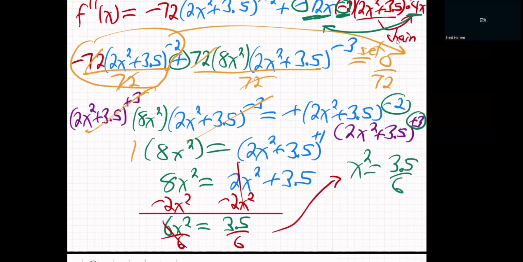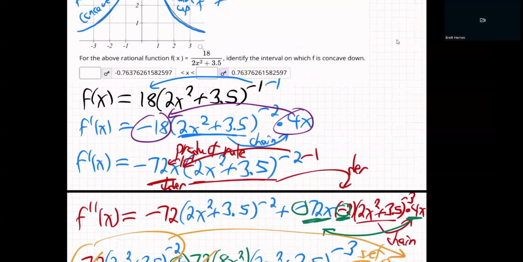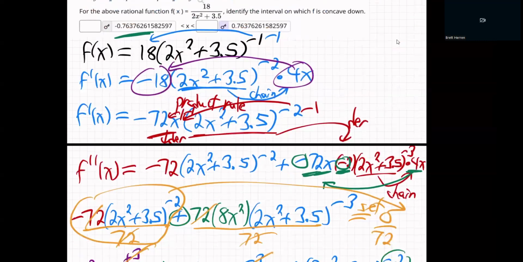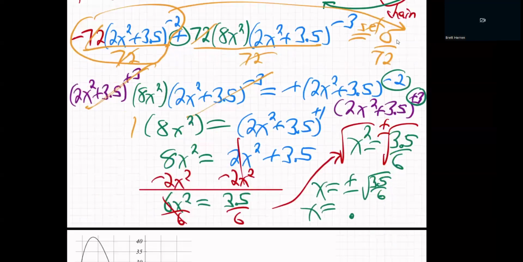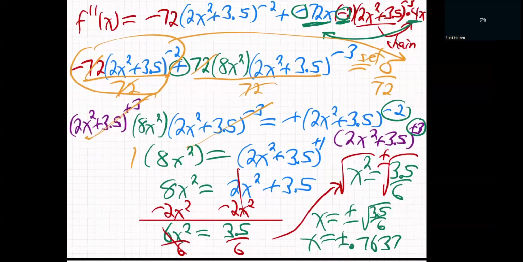What do we do? We root it. And remember, when we put a root on the house, up and down the ladder, don't forget we put a root on both sides, plus or minus. We knew there were two answers anyway, so x is plus or minus the square root of 3.5 over 6. Hit the buttons on your calculator, and you will get these magic numbers: 0.7637, I think it is, plus or minus. We found our answers.